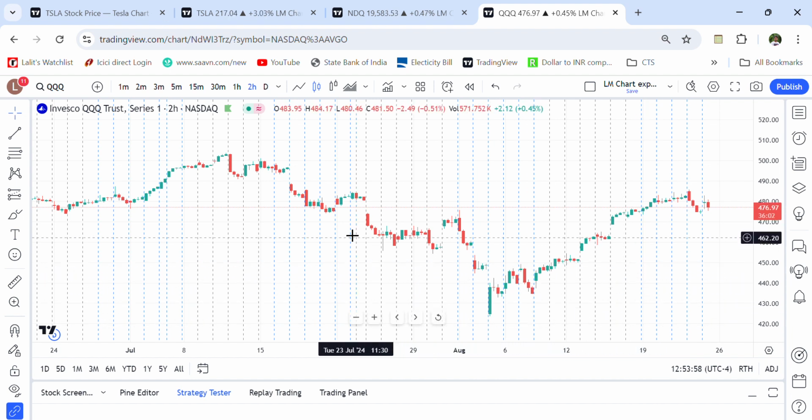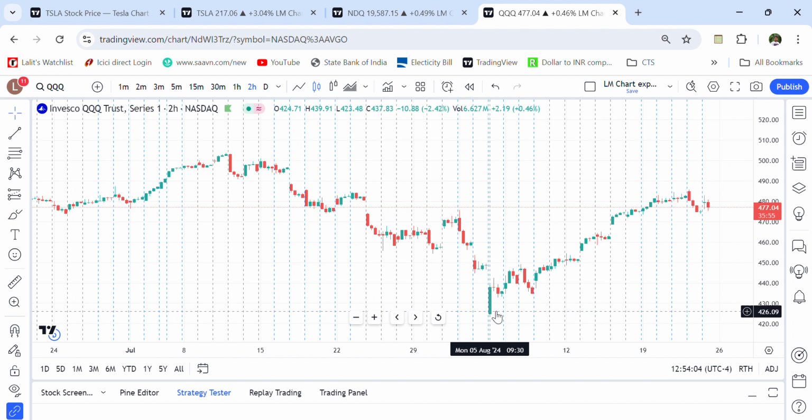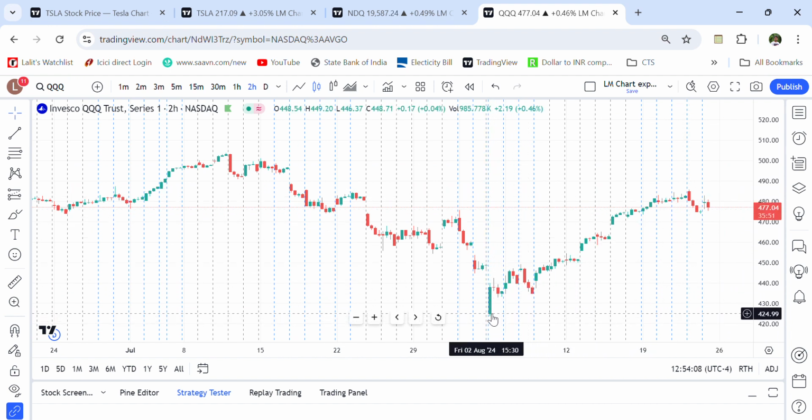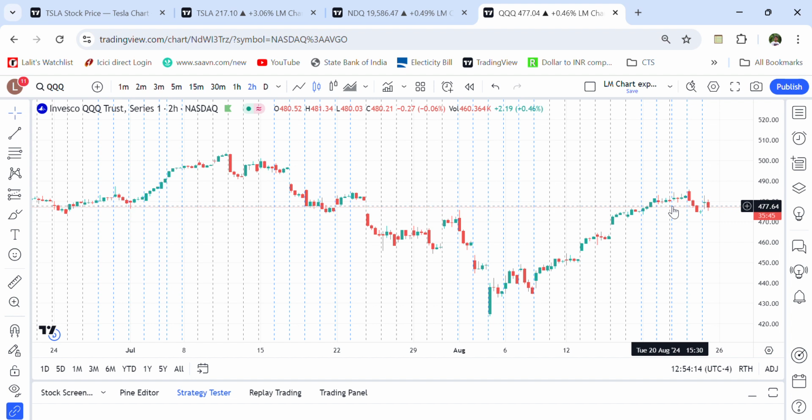So first of all, as we can see, this is a 2 hour chart of Invesco QQQ ETF. If you see here, it's a 2 hour chart and it has been in uptrend from this date, that is of 5th of August. From 5th of August, it has been on uptrend in a 2 hour chart.